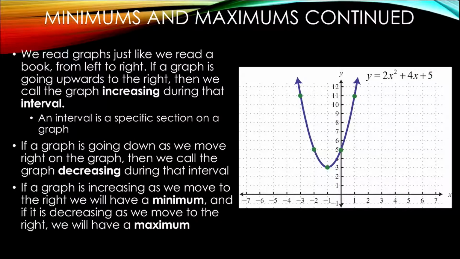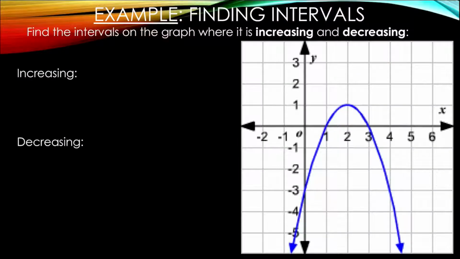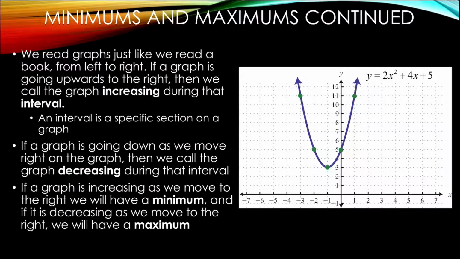Alright. So we read a graph just like we read a book, from left to right. If a graph is going upwards to the right, then we call the graph increasing during that interval. So really what we're saying is, when I move to the right, where is it increasing? Where does it start increasing? And if the graph is going down as we move to the right, then we call the graph decreasing during that interval.